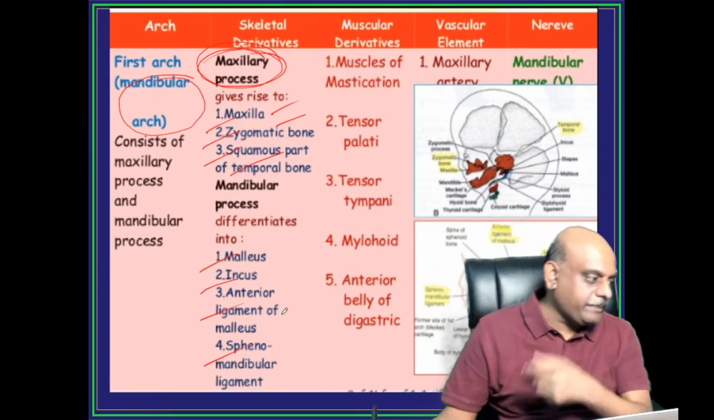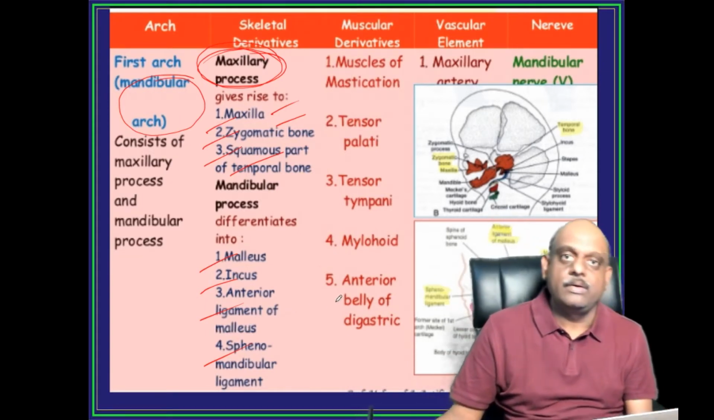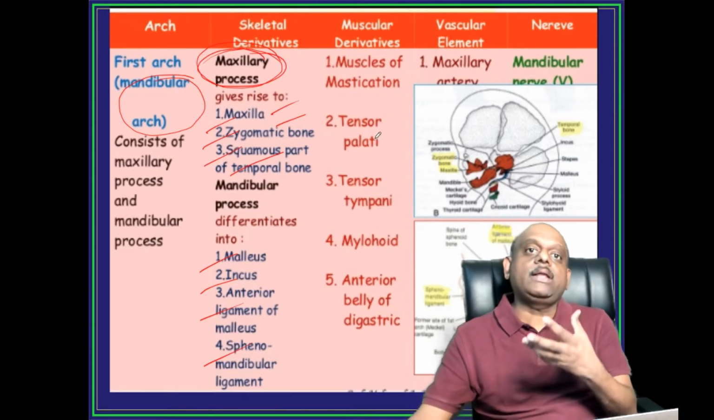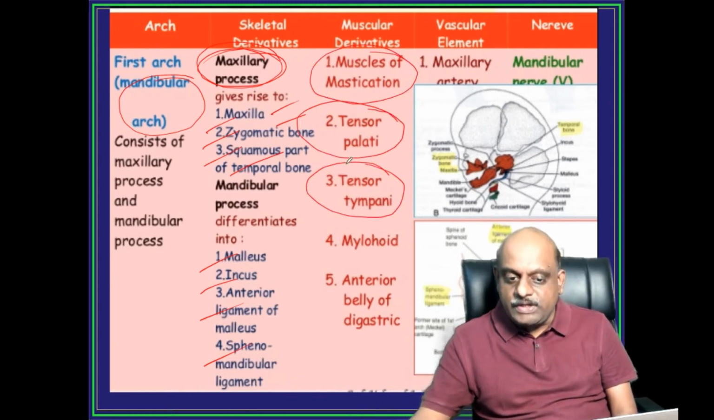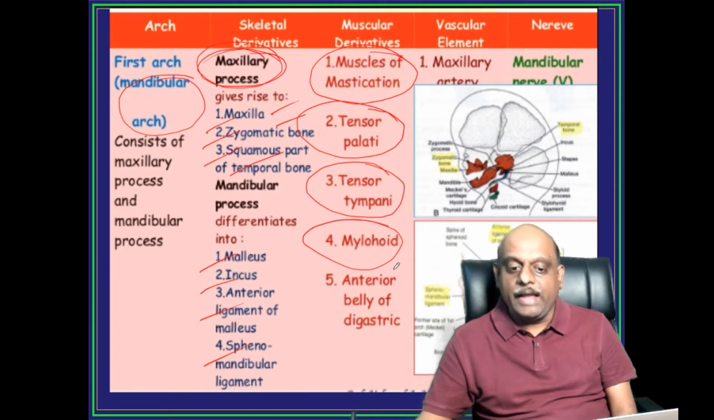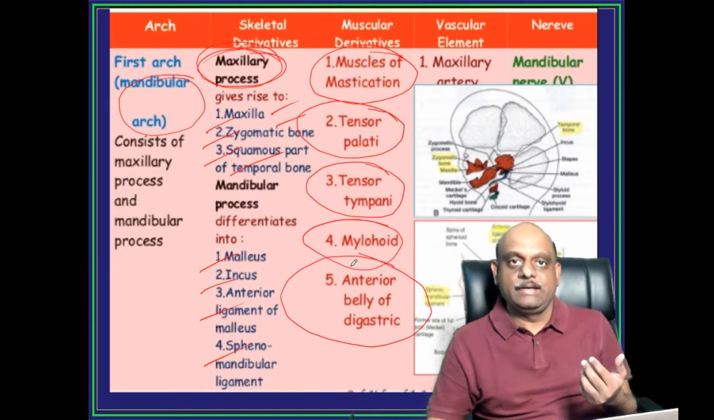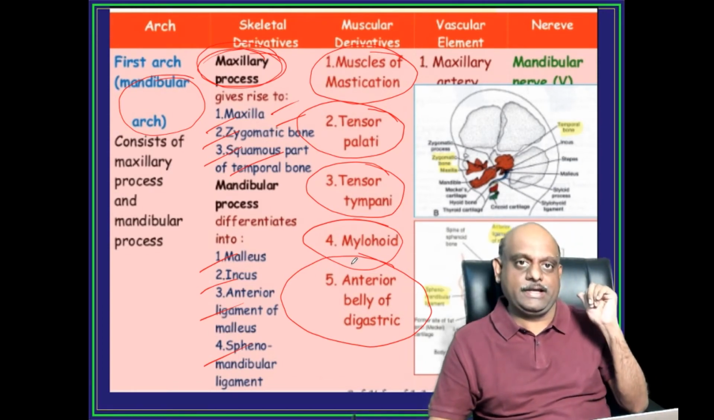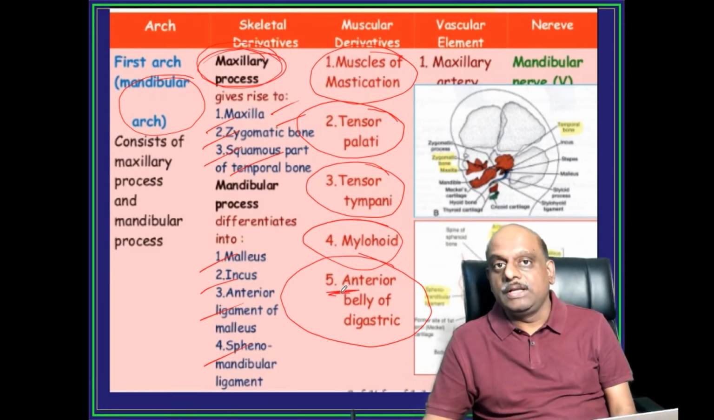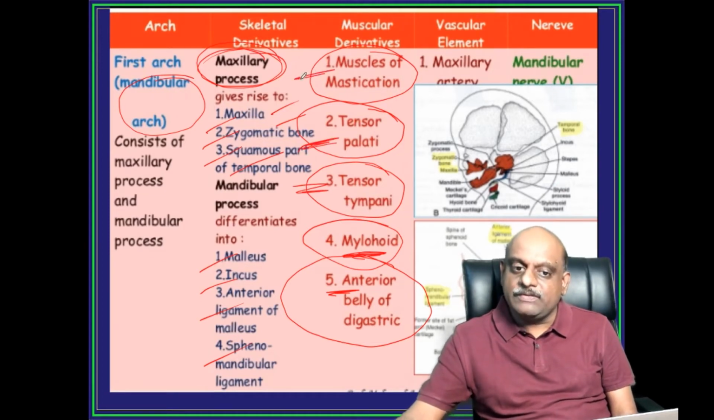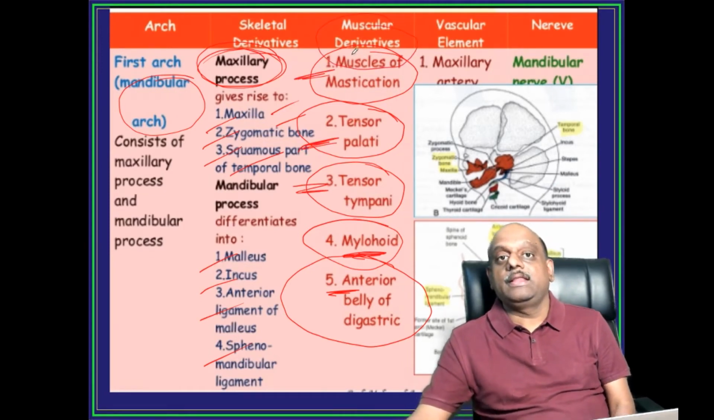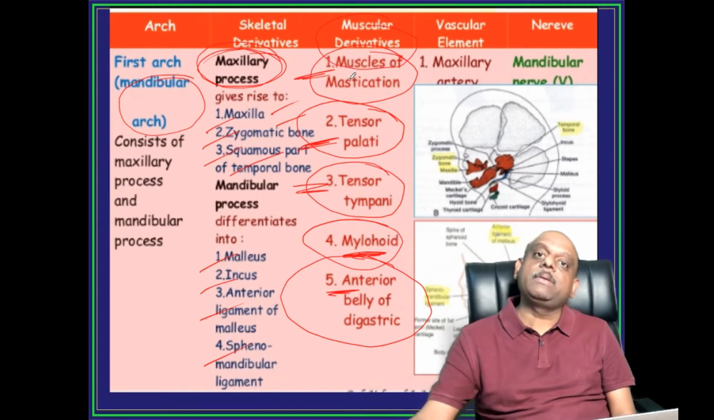So you should have the 200 pages notebook and you need to clearly remember. Now, what are the muscular derivatives of the first pharyngeal arch? The muscles of mastication, tensor palatini, tensor tympani, mylohyoid, and anterior belly of digastric. Posterior belly of digastric is from the second branchial arch, whereas anterior belly is from the first branchial arch. Then mylohyoid muscle, tensor tympani, tensor veli palatini, and the muscles of mastication. They're all the muscular derivatives is what you need to remember.